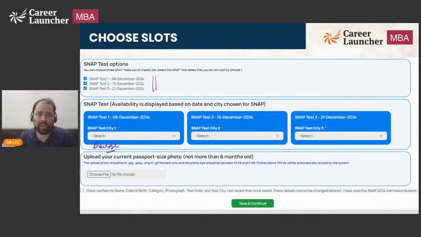According to that then fill, upload your passport size photograph and you are done. In this form you don't fill 10th, 12th, undergraduation, because they take all those details in the institute form. Am I clear till here? Am I clear till here, everybody?